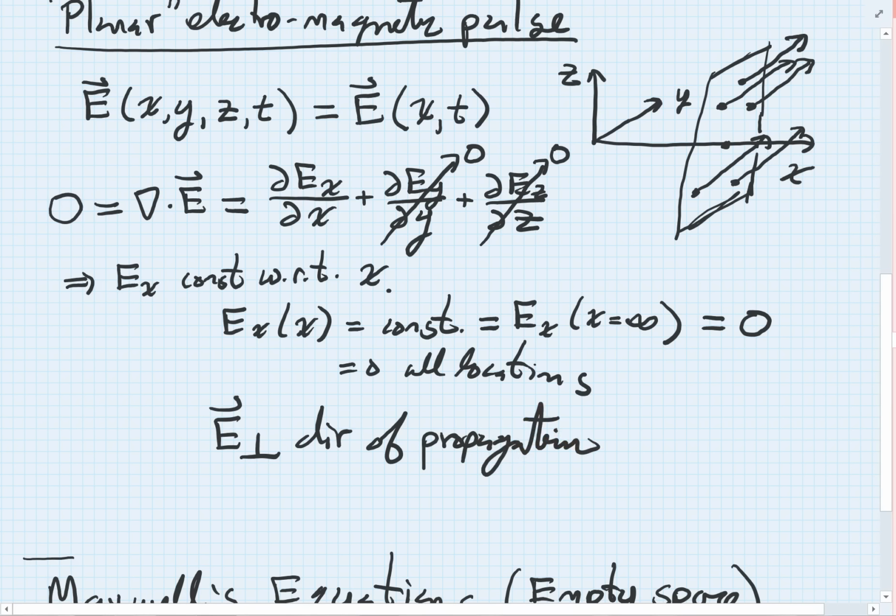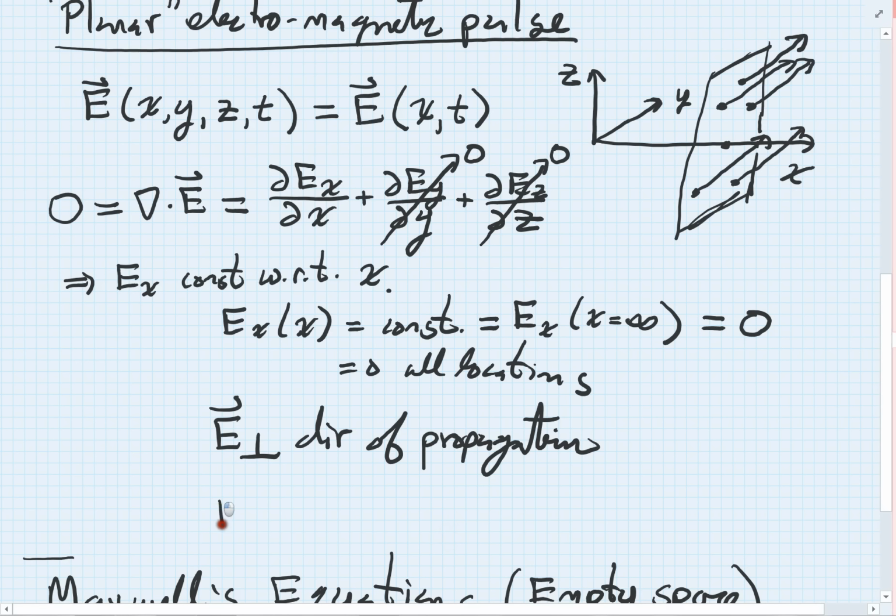And that then leads us to our second choice of coordinates. Since the electric field has to be always perpendicular to x, I'm going to take whatever direction it points in, which is perpendicular to x, and I'm going to define that as the y direction for my coordinate system. Right? I have the freedom to choose my coordinate system at will.